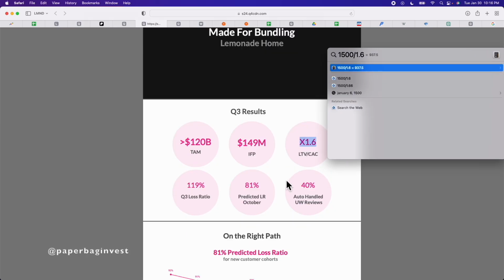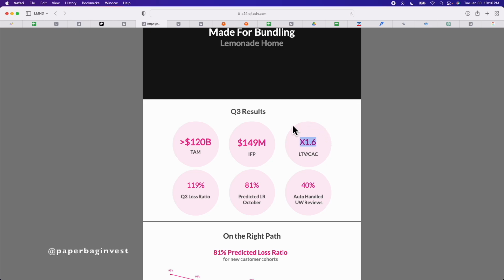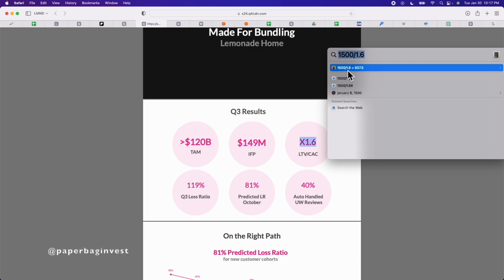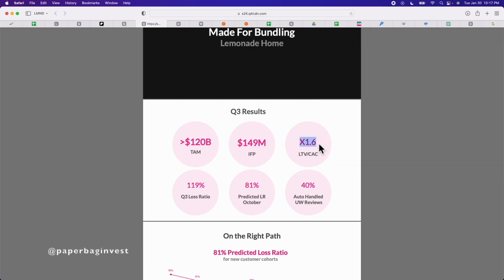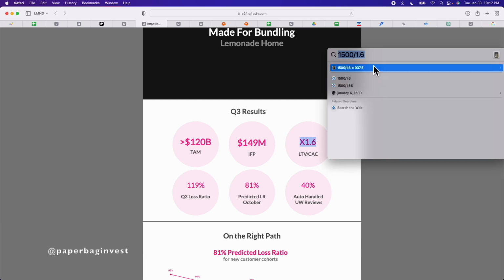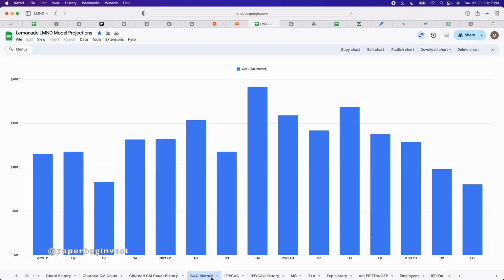For Lemonade, this number is really not that great if you consider that they get premiums of $1,500 and they're getting 1.6 LTV to CAC. It means they're probably spending $900 some to acquire one of those customers. So in that ballpark, really roughly estimating this, but in that range of what those legacy insurers were paying for their customer acquisition, versus what I've calculated again in my model, their actual overall customer acquisition costs have tended to be more in the $100 and something range.